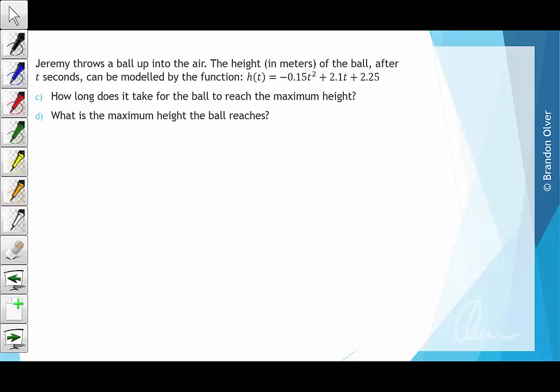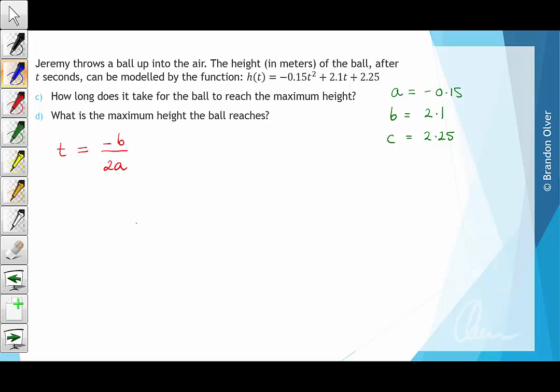Next up, we're asked how long it takes for the ball to reach the maximum height, and what the height of the ball is at the maximum point. To do this, we can either complete the square or use the axis of symmetry, because the maximum height is going to fall at the vertex or the turning point of a parabola. In this video, we're going to use the axis of symmetry, which for this will be t is equal to minus b on 2a. Our values of a and b come from the formula up here. So a is equal to negative 0.15, b is equal to 2.1, and c, not that we need it for this, is equal to 2.25.